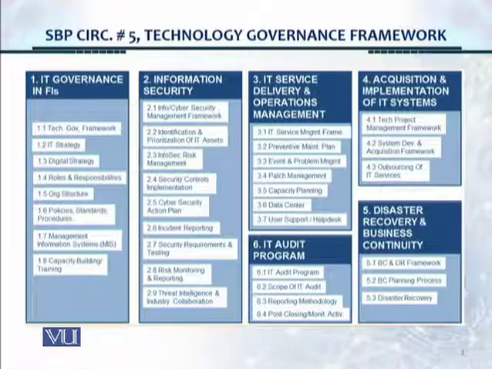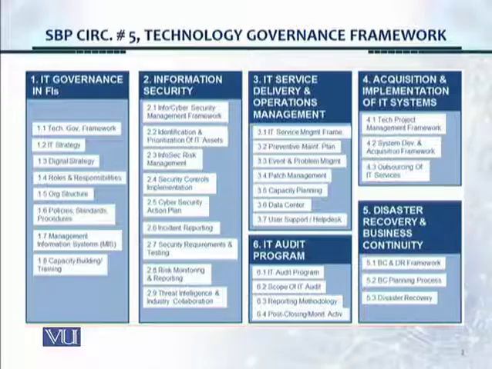So first of all, we have IT governance in financial institutions. You have section 1.1 technology governance framework. Then it talks about IT strategy. And please treat this as a table of contents. Then we talk about digital strategy, roles and responsibilities, organizational structure, policies, standards and procedures, management information systems. And we're talking about IT governance in financial institutions, section 1 of the technology governance and risk management framework. And then capacity building and training.